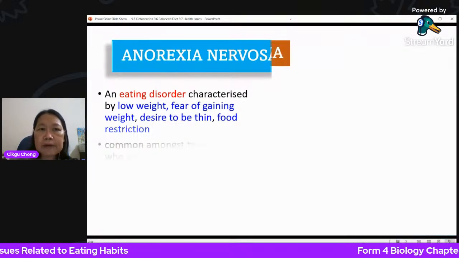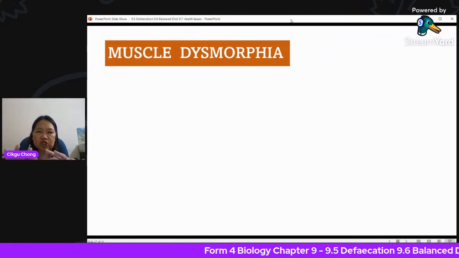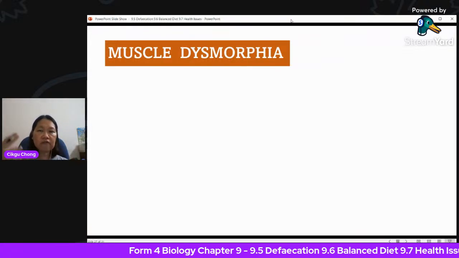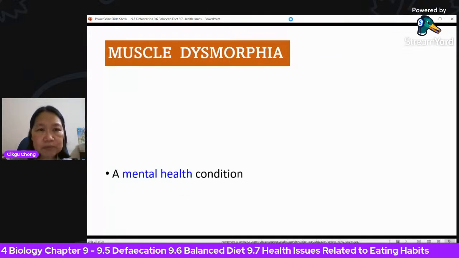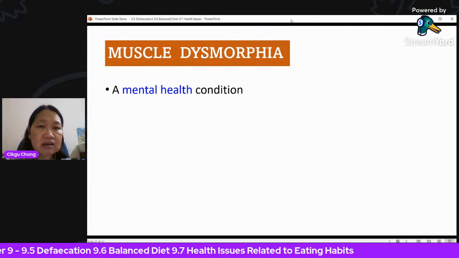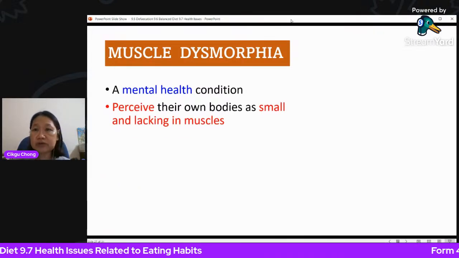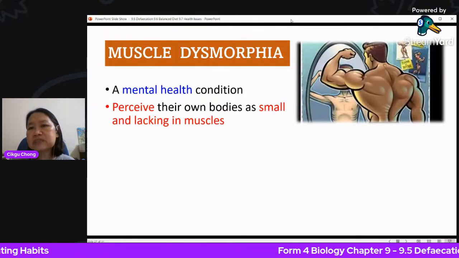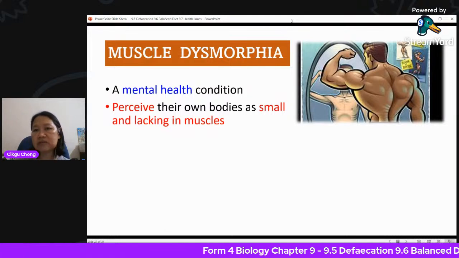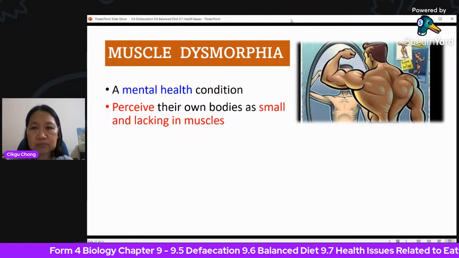Okay, next, we go to the second last. Muscle dysmorphia. Dysmorphia means the shape of the muscle has gone off already, no longer the normal one. It's a mental health condition. It's also brainwashing. They look at themselves in the mirror and don't like their body because they think their body is so small. Even though the person can be as large as this, very muscular, the person looks normal. Very nice body shape.